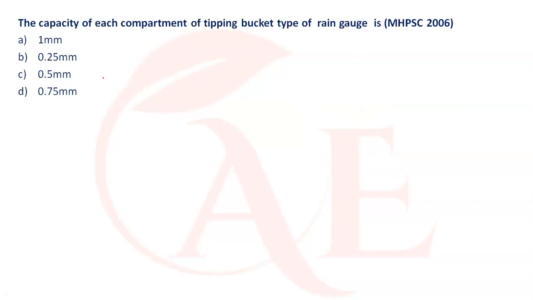Next problem. The capacity of each compartment of a tipping bucket rain gauge. So this is the tipping bucket which is present here. We want to find the capacity. So the capacity is 0.25 mm. So option B is the correct answer.